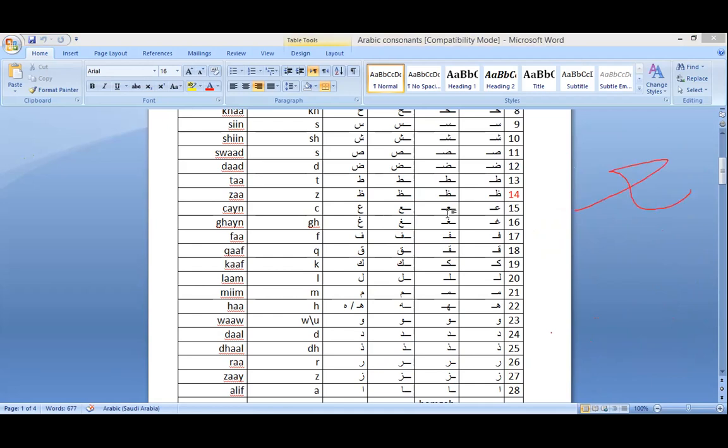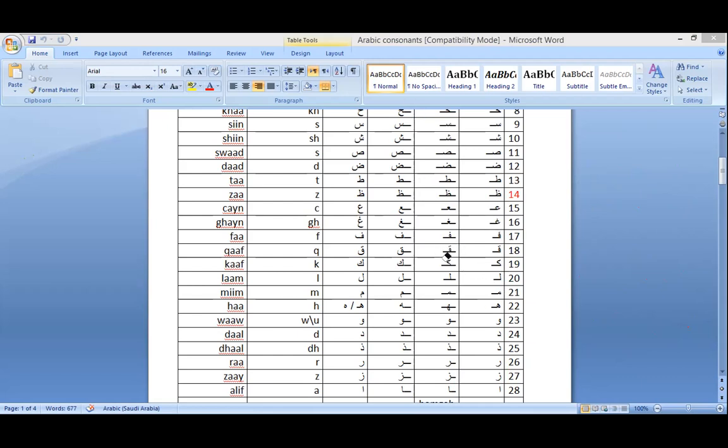You see this, it's a bit curved, right? It's not just a simple circle. That's how you draw it. Good. So A and Gha, they changed their shapes. That's right. And let's move to the next.